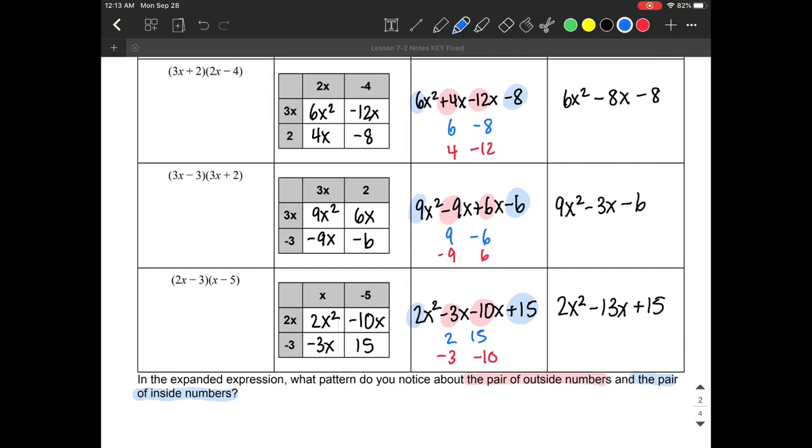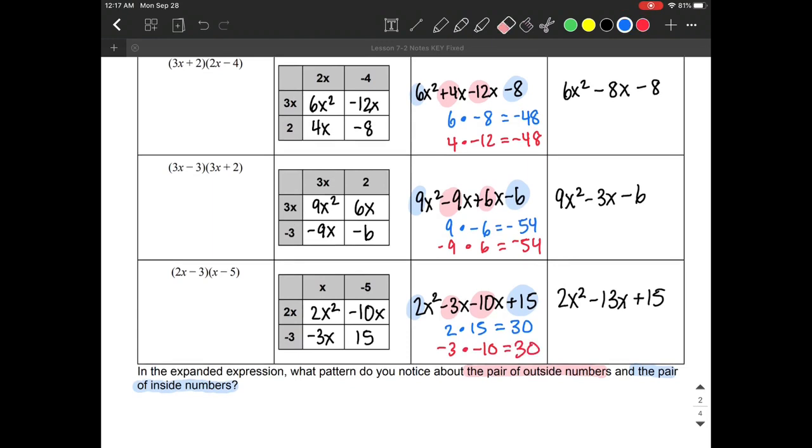In the first example, if I multiply 6 times negative 8, I get negative 48. If I multiply 4 times negative 12, I also get negative 48. In the second example, if I multiply 9 times negative 6, I get negative 54. If I multiply negative 9 times 6, I also get negative 54. And in the last example, same exact thing. If I multiply those two numbers, I get the same thing. So that's the pattern that I see in expanded form.